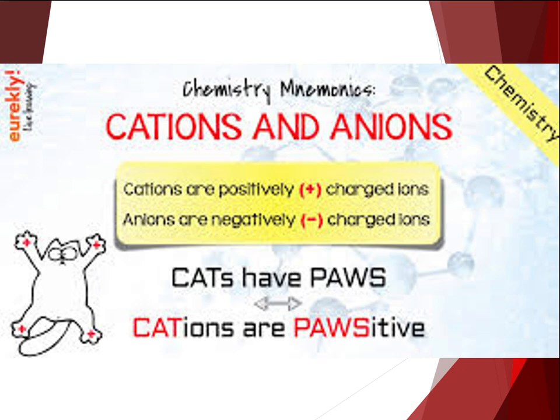A useful mnemonic to recall the difference is that cats have paws. Cations are positive.